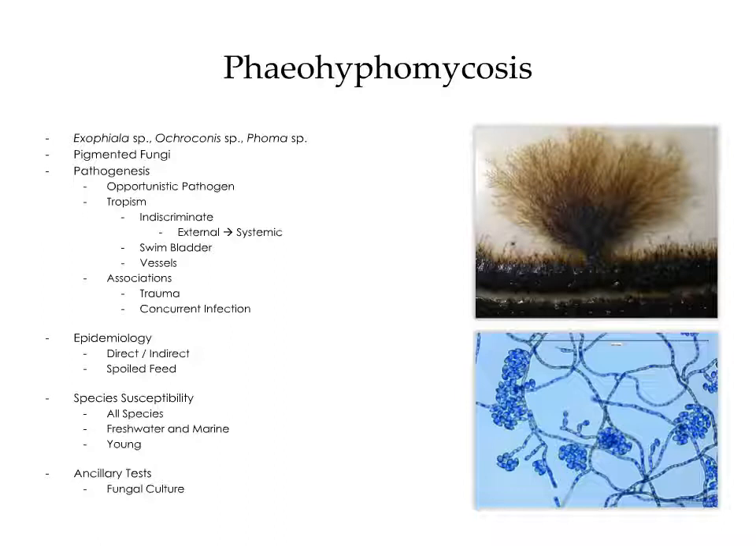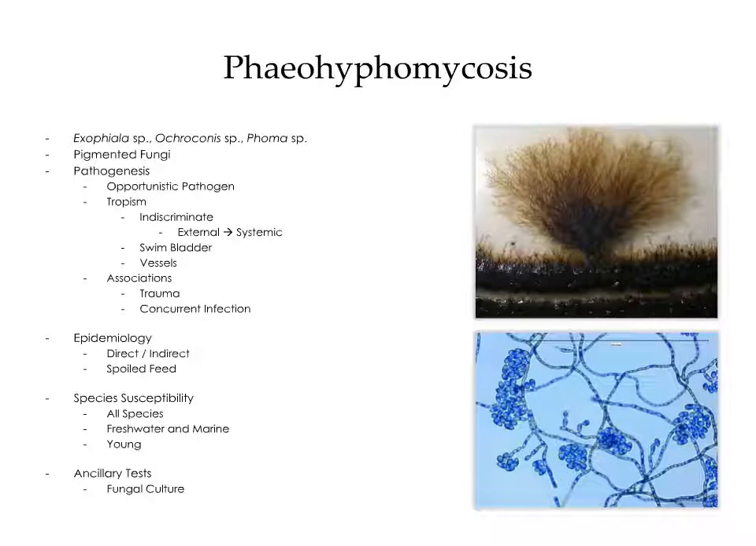Fish can also develop infections of the swim bladder via aspiration. Predisposing factors include trauma and concurrent infection as a result of immunosuppression. In regards to epidemiology, transmission is either direct or indirect. Infection can also occur with spoiled feed, particularly in fish with physostomous swim bladders. All species are susceptible to pigmented fungi in both the freshwater and the marine environment.